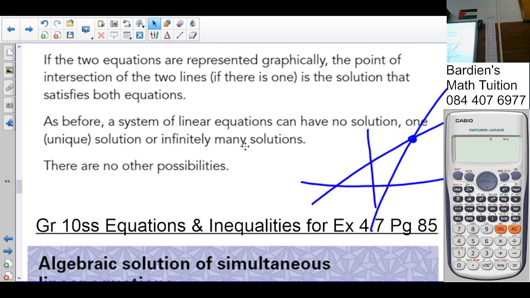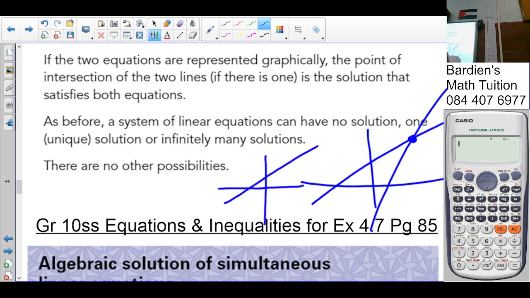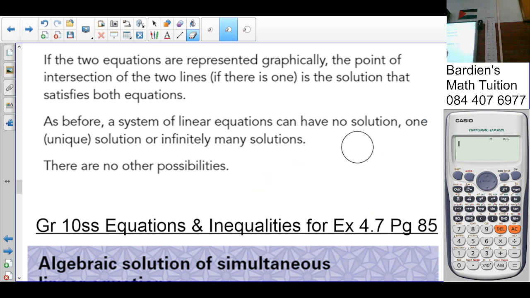Okay? As before, a system of linear equations can have no solutions, one unique solution, or infinitely many solutions. So this is one solution. They're cutting at one point, not so. Otherwise, if we're talking of no solutions, if you have those 2 lines which are parallel, would those 2 straight lines ever intersect each other? No. So if you say those 2 graphs equal to each other, we will get a no solution answer. You guys understand? Right. But we'll do more of that when we draw these graphs and things like that.